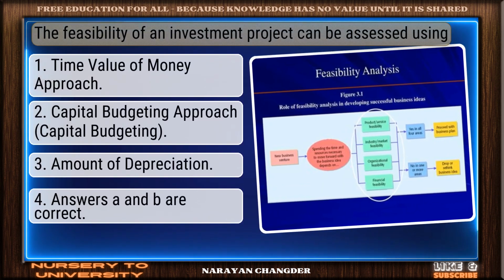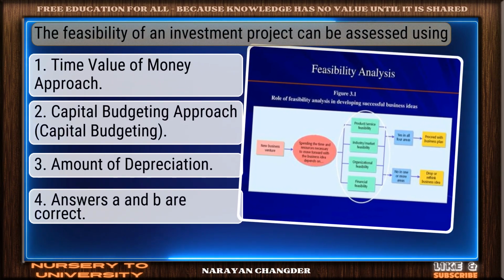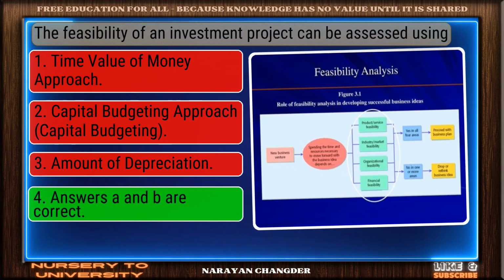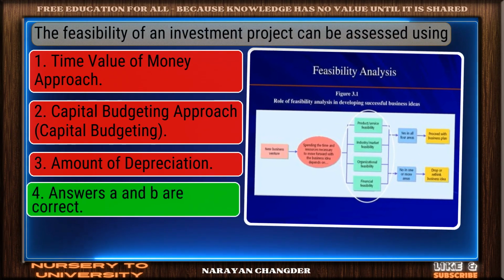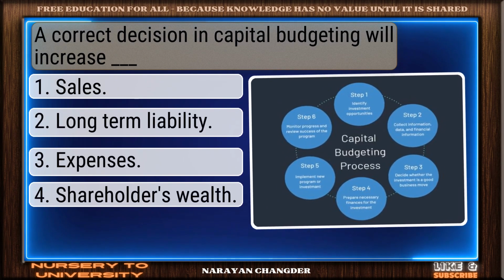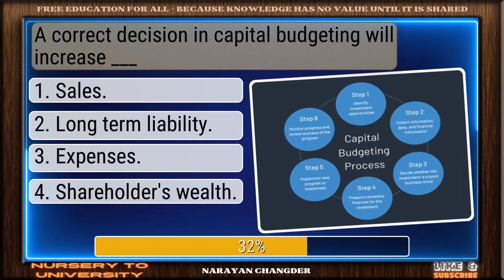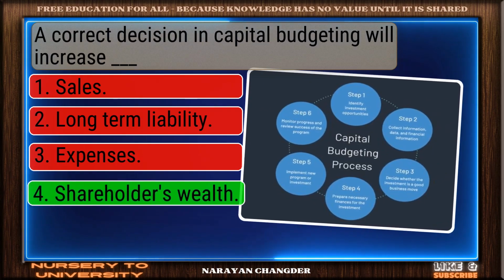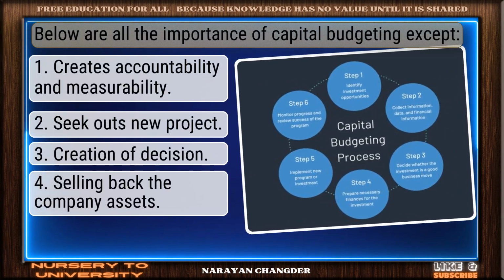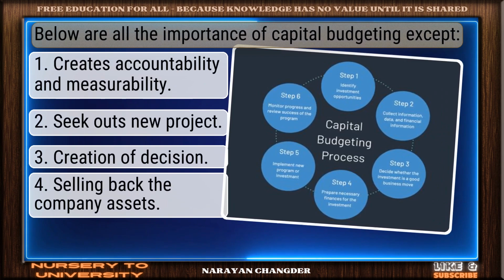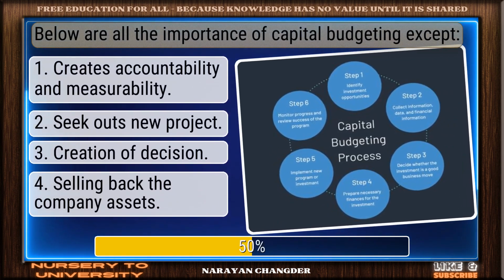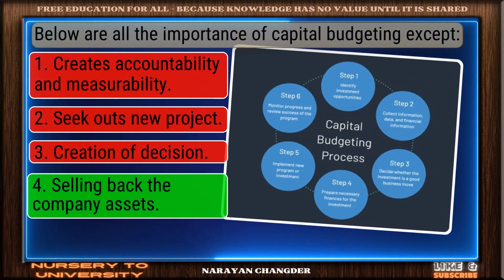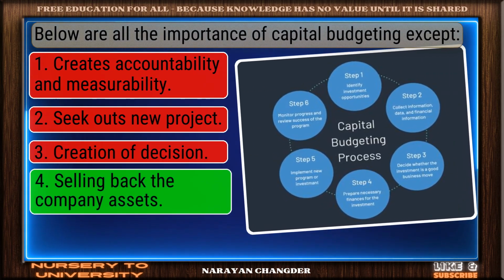The feasibility of an investment project can be assessed using. Excellent. Answers A and B are correct is a brilliant choice. A correct decision in capital budgeting will increase dash. Smart move. Shareholders' wealth is an accurate answer. Below are all the importance of capital budgeting except. Nice work. You chose selling back the company assets, and it is correct.